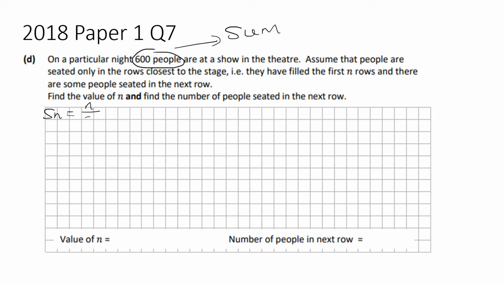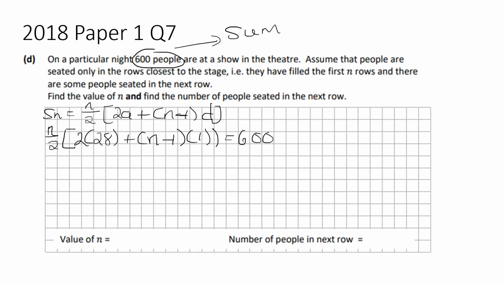So you're going to have to use the sum formula. So that's n over 2 bracket 2a plus n minus 1 by d. So then we're going to sub in our information here. So n remains the same over 2 times the first term, which is 28, plus n minus 1 by the difference, which is 1. And we're going to make it equal to 600. So that's n over 2. We're going to simplify the bracket. 2 times 28 is 56. 1 by n is n. 1 by minus 1 is minus 1.